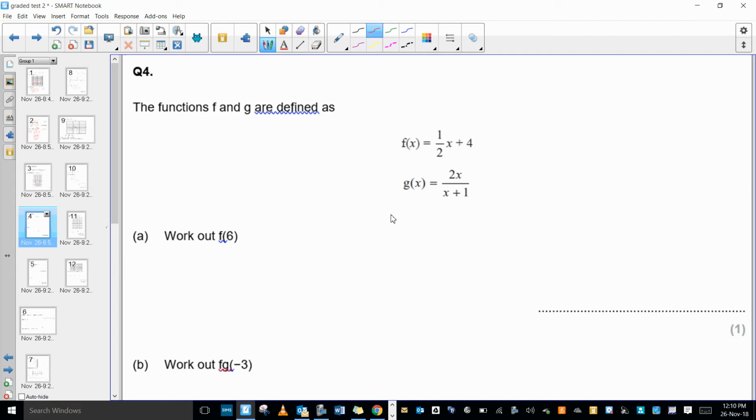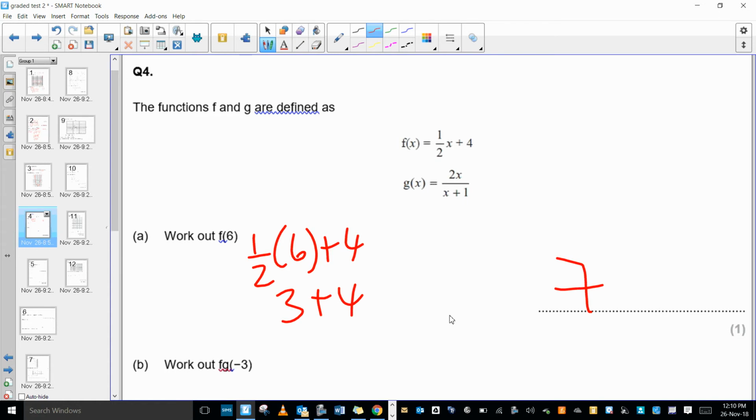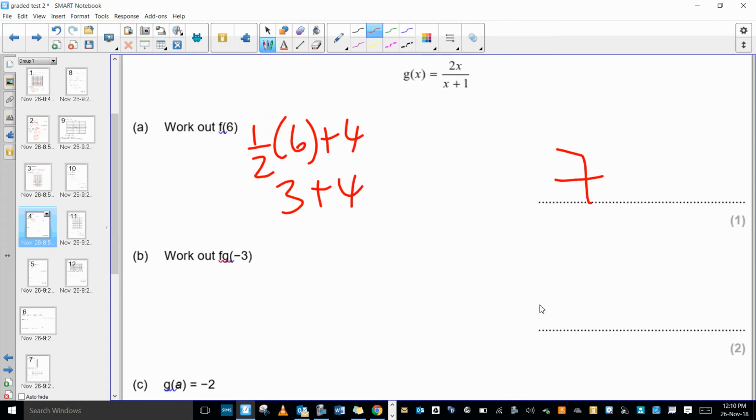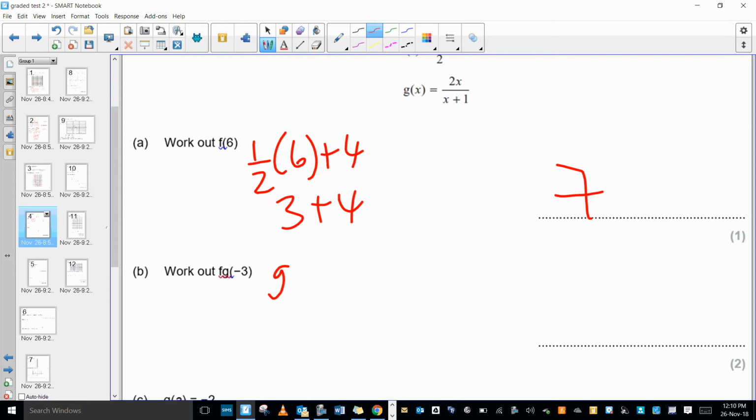So f of 6, so we've got a half multiplied by 6 plus 4. Half of 6 is 3, plus 4 is 7. Work out fg of minus 3. So the easiest thing to do here is to work out g of minus 3. So it's negative 6. Negative 3 plus 1 is negative 2, and that is 3.